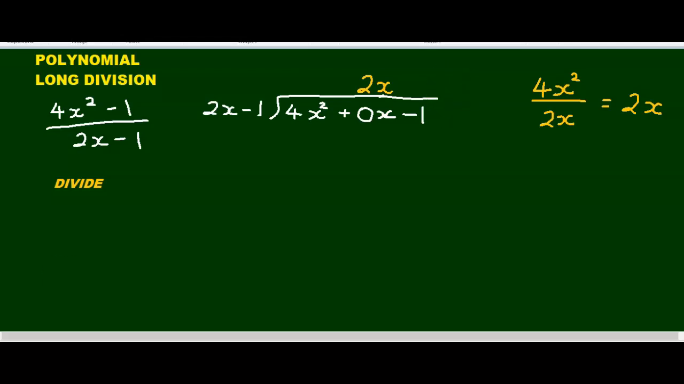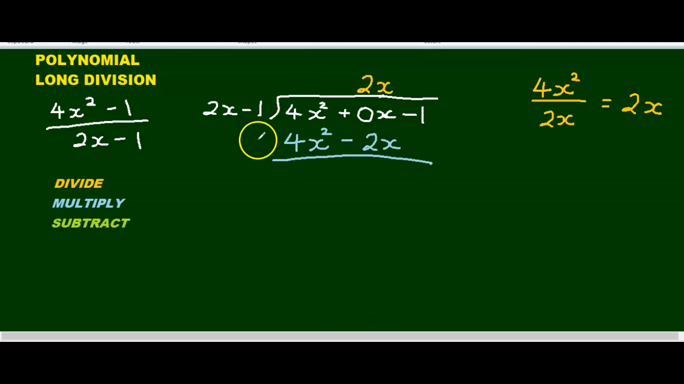Then I'm going to multiply. So I'm going to take my 2x in my quotient, multiply it by my divisor. So 2x times 2x gives me 4x squared. 2x times negative 1 gives me negative 2x. Then I'm going to subtract. So I'm going to put a negative on the outside of my expression. So this becomes a minus, and this becomes a little plus. Okay, so 4x squared minus 4x squared gives me 0. 0x plus 2x gives me 2x.